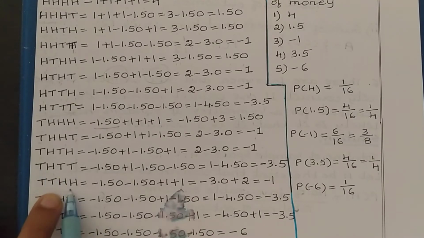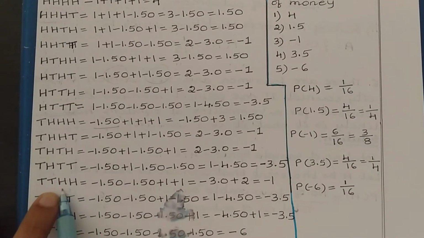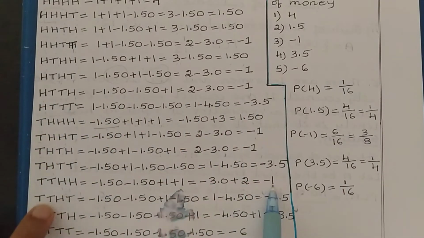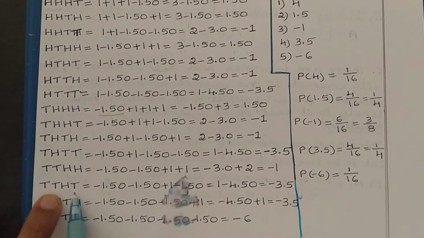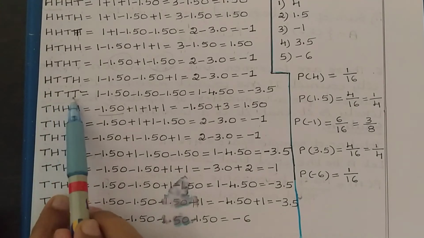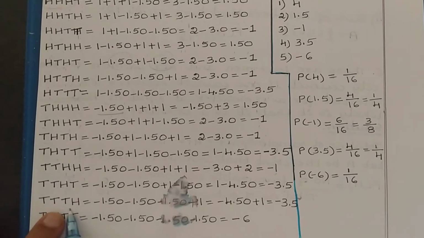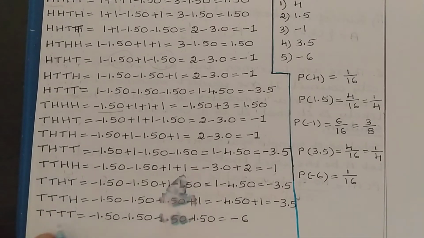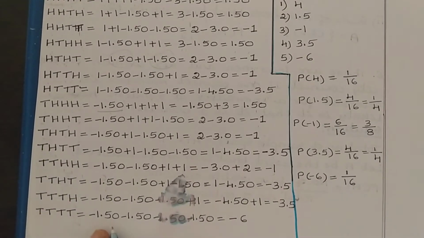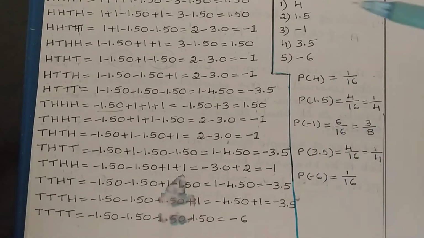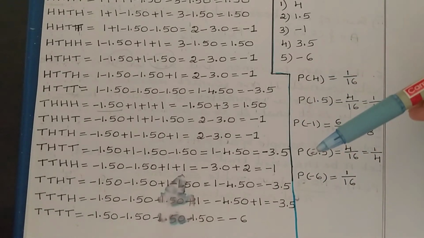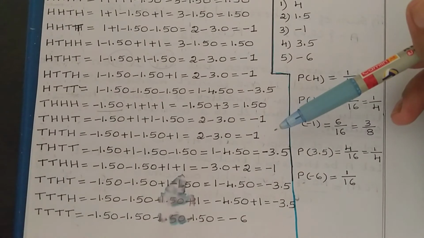So for 2 heads, 2 tails, that means here minus 1. Again 3 tails and 1 head. So for 3 tails and 1 head we have calculated already, minus 3.5. Then 3 tails, 1 head, again minus 3.5. Then 4 tails, that means minus 6. So these are the different amounts of money we can get from this experiment.